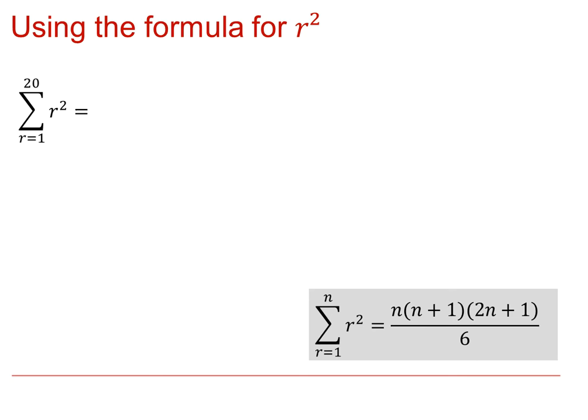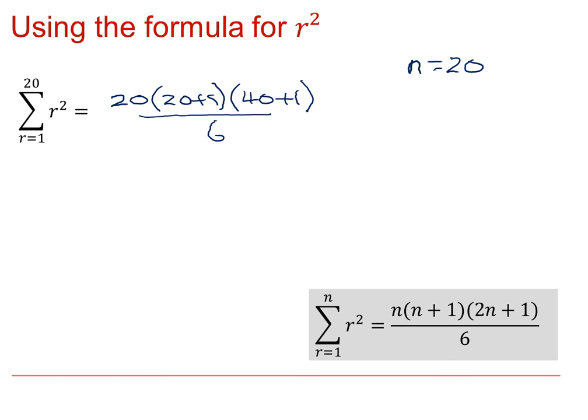So in this example here, we note that n equals 20. And so, using the standard result, between r equals 1 and 20, the sum of r squared will be 20 times 20 plus 1 times 2 times 20, or 40, plus 1, all over 6. Which, if you use your calculators, will give you 2,870.